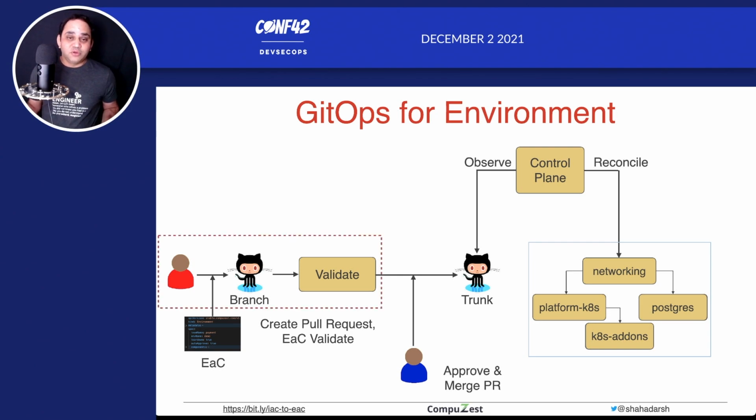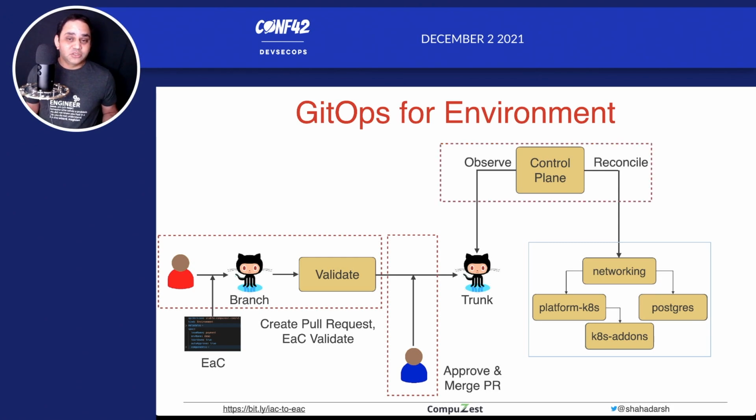We start on the left, you define your environment code. You push to a branch. You validate if everything is valid and create a pull request. Someone from your team looks at the PR, approves the PR, and then it eventually gets merged to main. There is a control plane that's associated with environment as code that observes the repository, picks up a change, and then starts the reconciliation process.